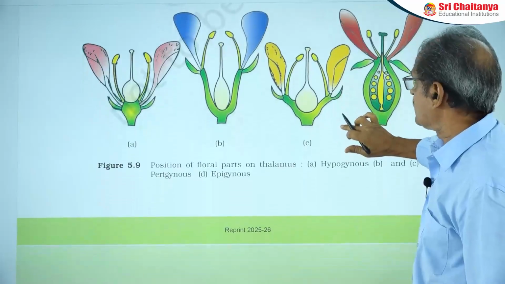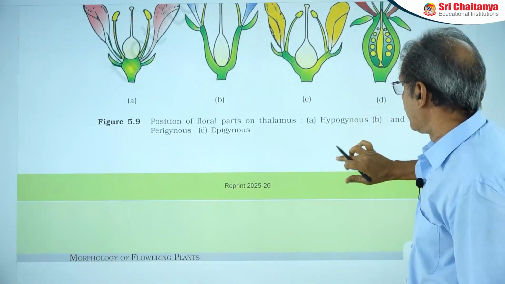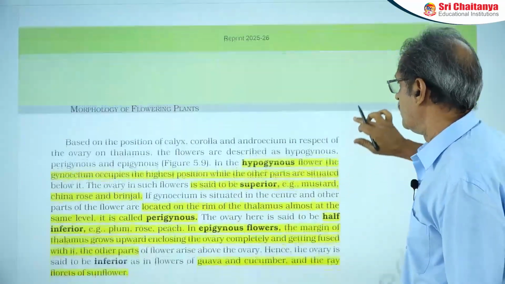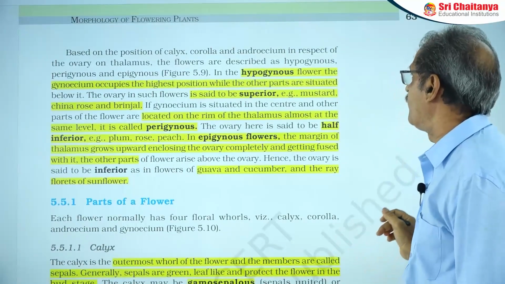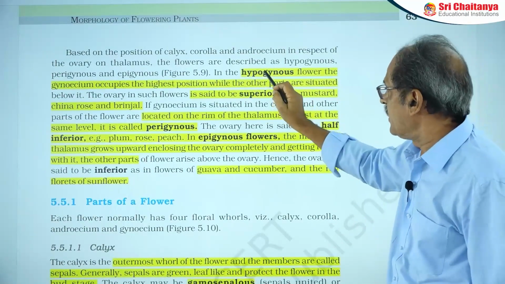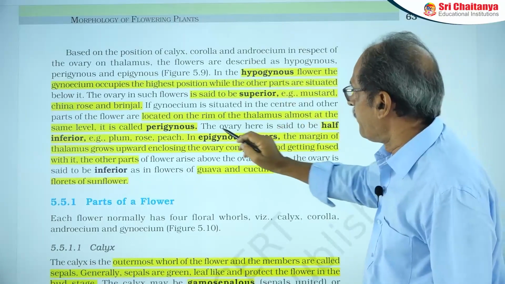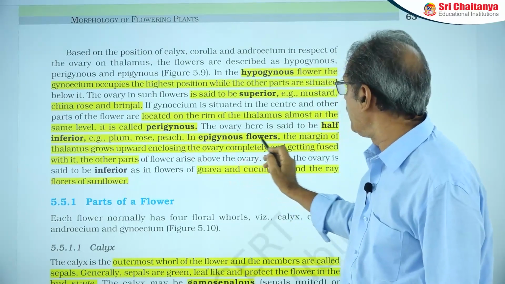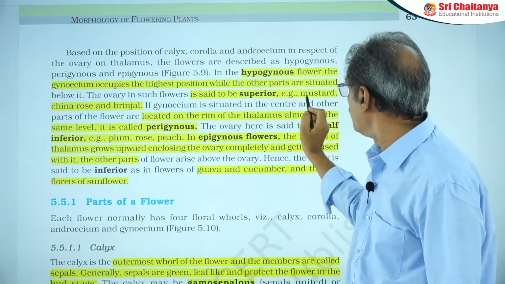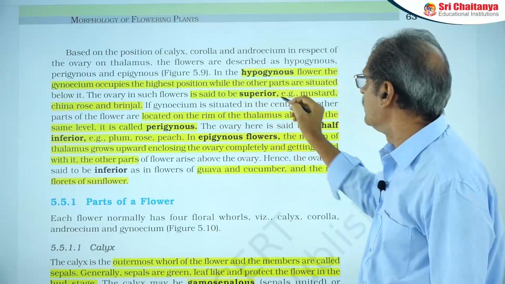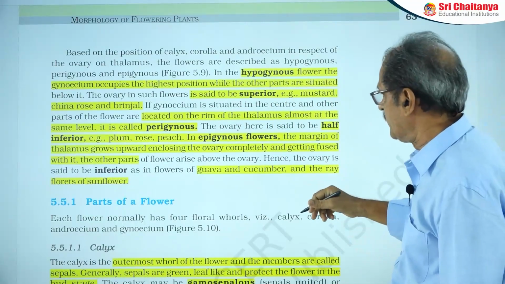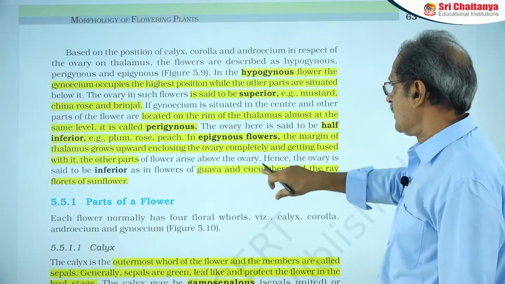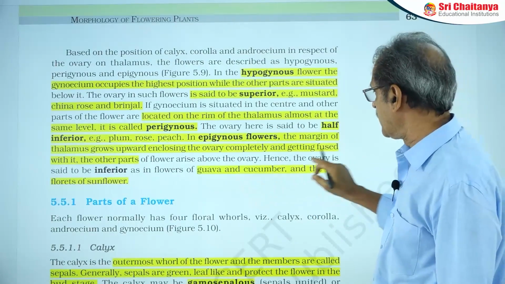Of course, next these are the diagrams related to the types of flowers based on position of ovary with respect to other parts of the flower. 3 types: hypogynous, perigynous and epigynous. The same examples are also quoted here. I will explain the structure in the next video, that is types of flowers actually. So here you note down the types and important examples, that is important here.